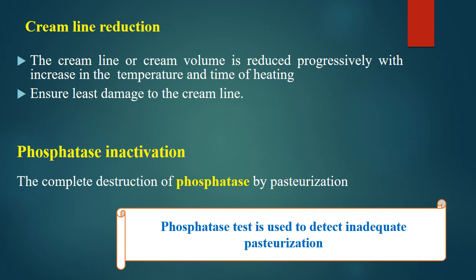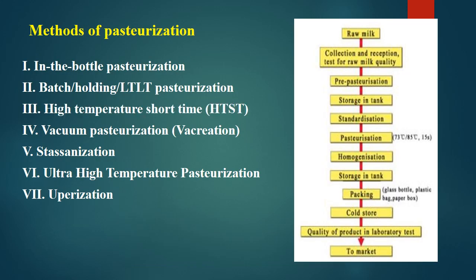That is a natural enzyme present in milk. I have already explained this. So when the phosphatase enzyme is destroyed, then we can assume that pasteurization is efficient to kill all the pathogens. That is how the phosphatase test is used to detect the efficiency of pasteurization, sometimes we call it the pasteurization efficiency test. Now we will see the methods of pasteurization.